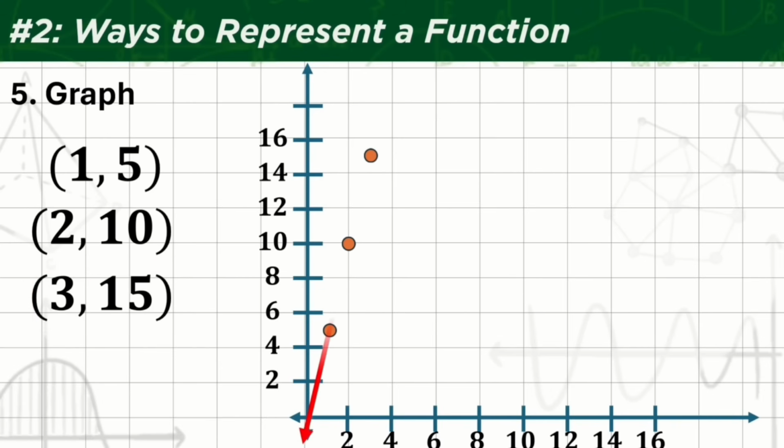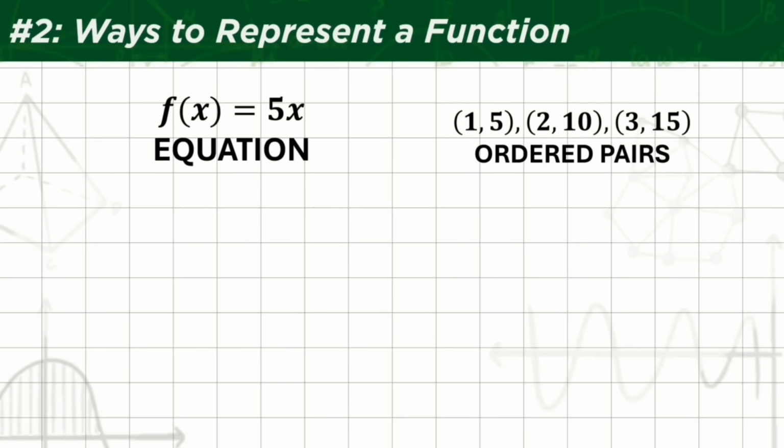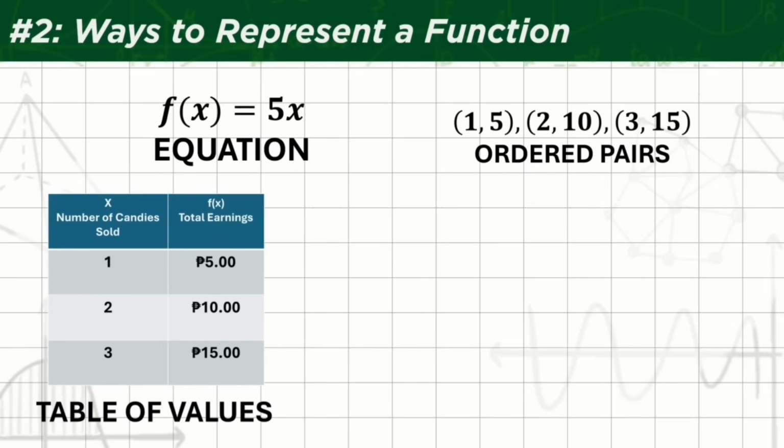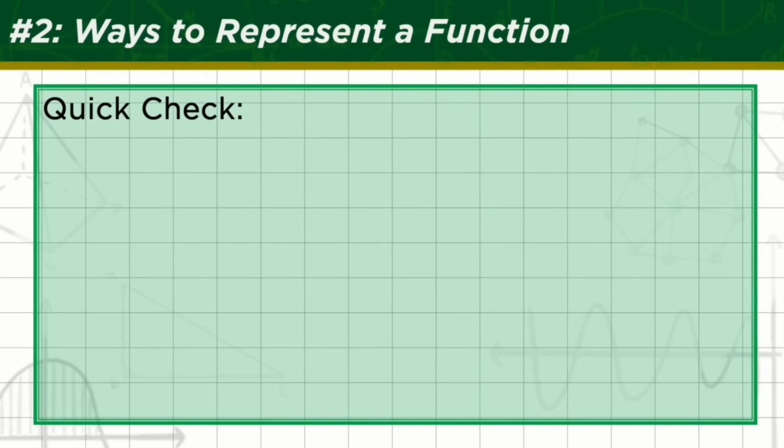This graph forms a straight line that goes upward because as you sell more, you earn more. These visuals help you see the trend easily. All these are different ways to show the same function. You can choose whichever helps you understand the situation best, whether you are looking at the table, graph, mapping, ordered pair, or just a simple equation. Let's have a quick check.